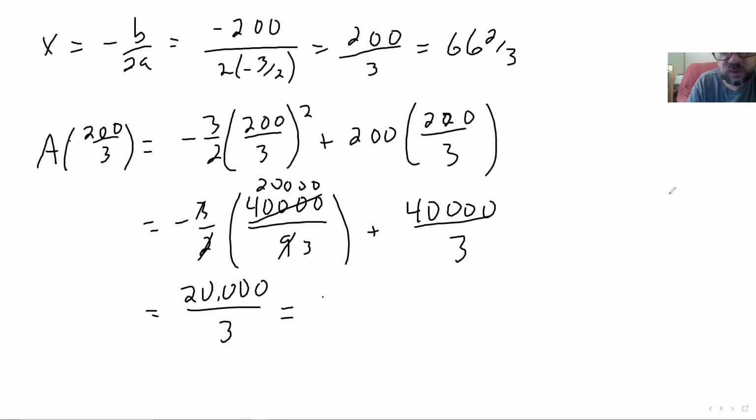Which is 6,666 and 2/3 feet squared. There's the area. Now, let's go see what that looks like on our picture.